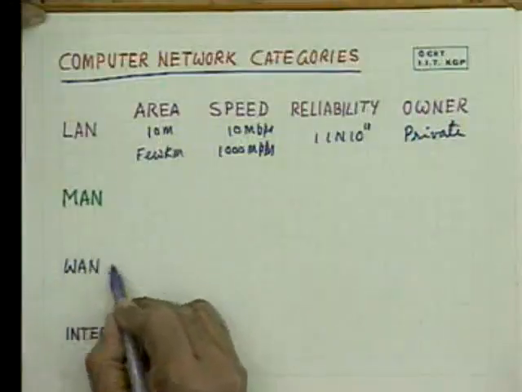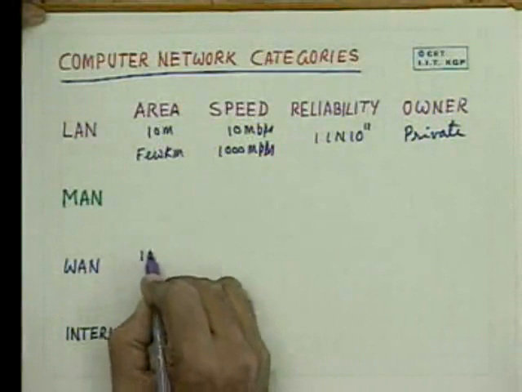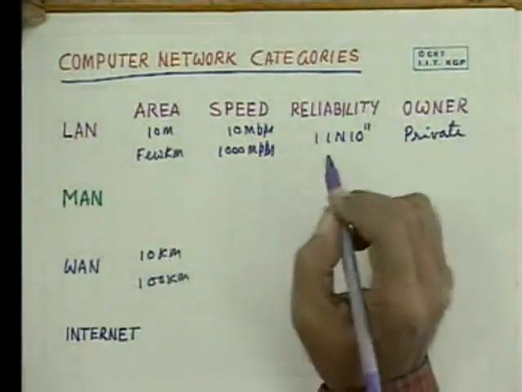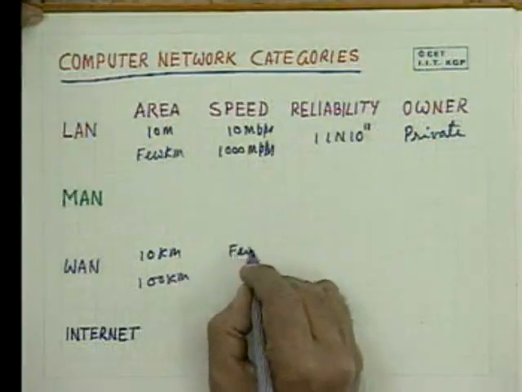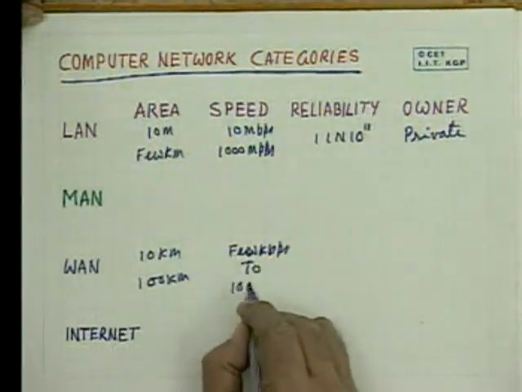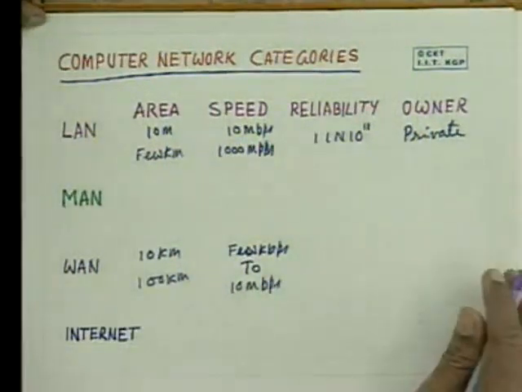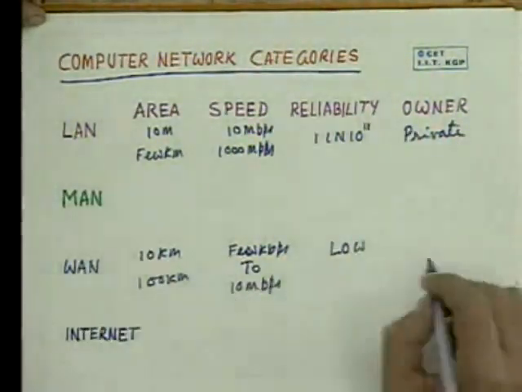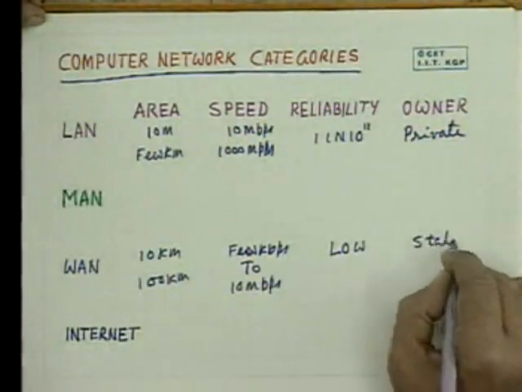On the other hand, wide area networks, the area can vary from say 10 kilometer to maybe 100 kilometer, encompassing a country or a subcontinent. And speed can vary from say few kilobits per second to maybe tens of megabits per second nowadays. And reliability is low, and the wide area networks are owned by state. Of course, the scenario is changing. Nowadays, some wide area networks are owned by private companies as well.